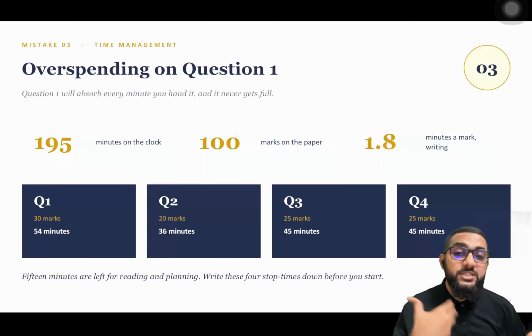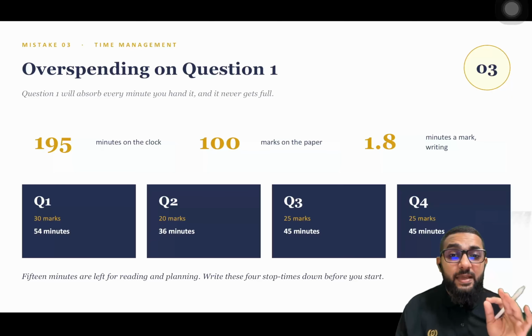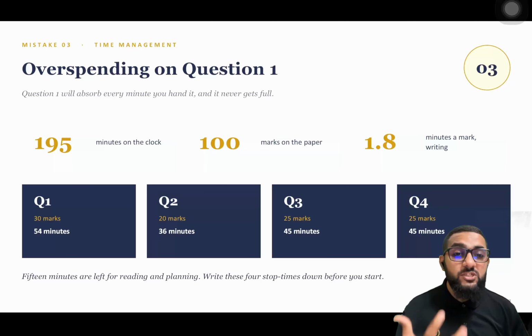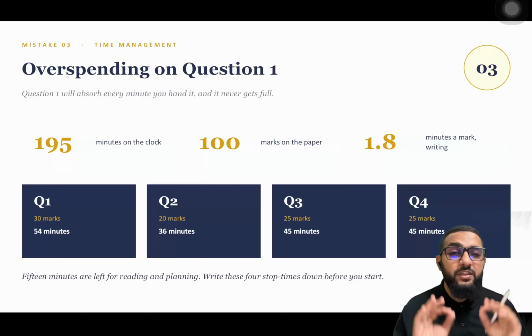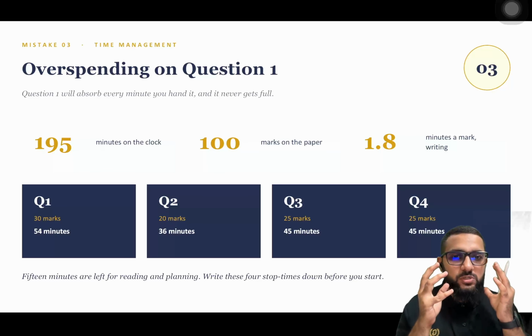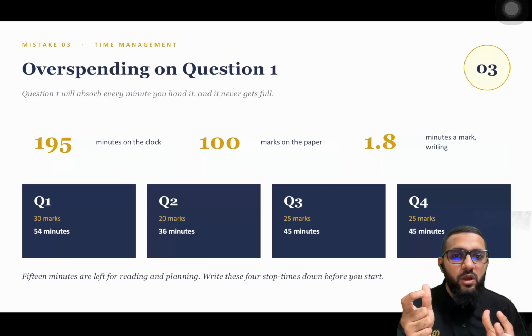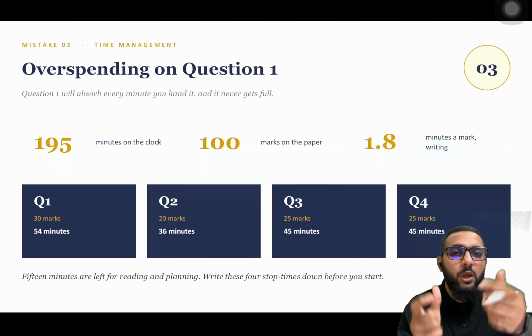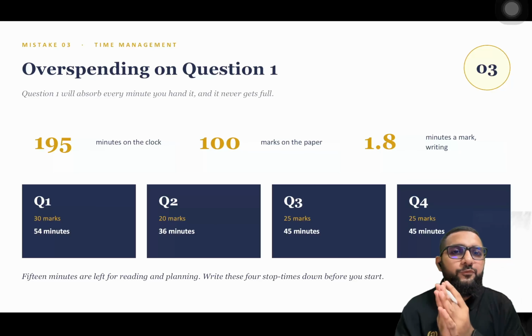Question 2 is 20 marks, so 36 minutes is what you can spend there. Question 3 and question 4 are 25 marks each, 25 into 1.8, 45 minutes is what you can spend on each of these two questions. So make sure you spend time planning your answer and writing the answer within the allocated time frame.